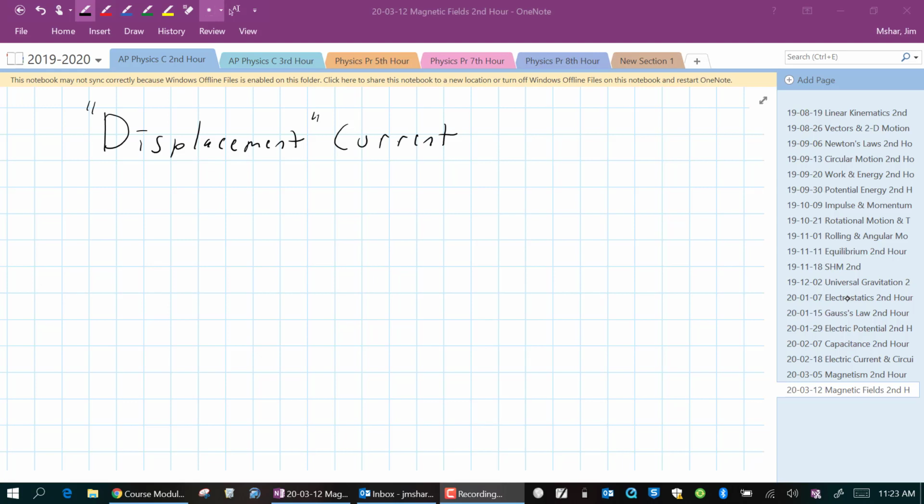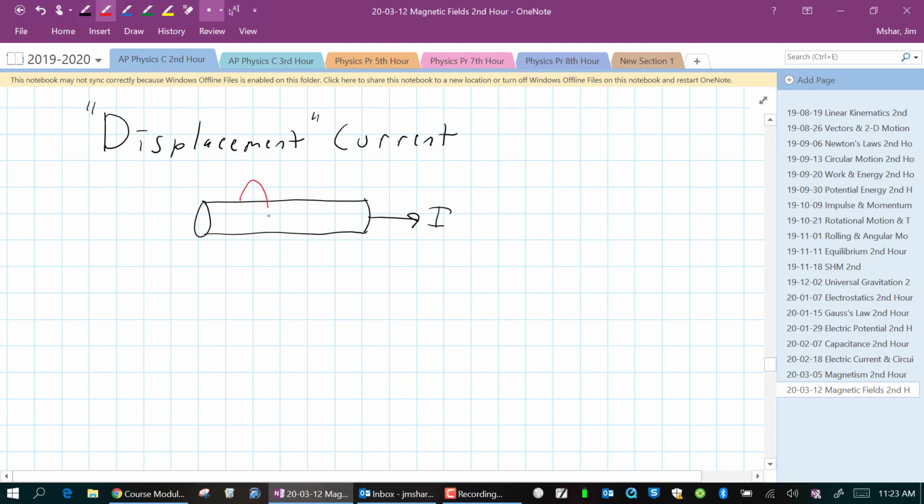Hello, today we're going to talk about displacement current and how it involves Ampere's law and Gauss's law. As a quick reminder, for Ampere's law, if you have a current carrying wire, and we're going to assume positive current here, then a magnetic field goes around that wire. The magnetic field there would be circles, and the field would go that way.